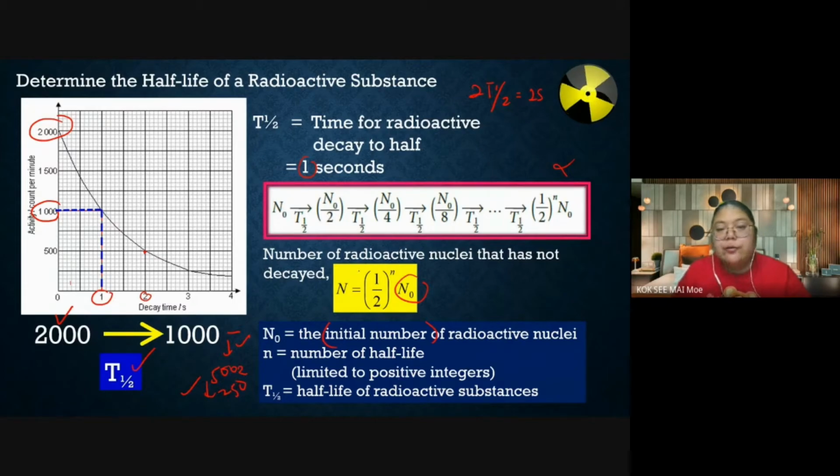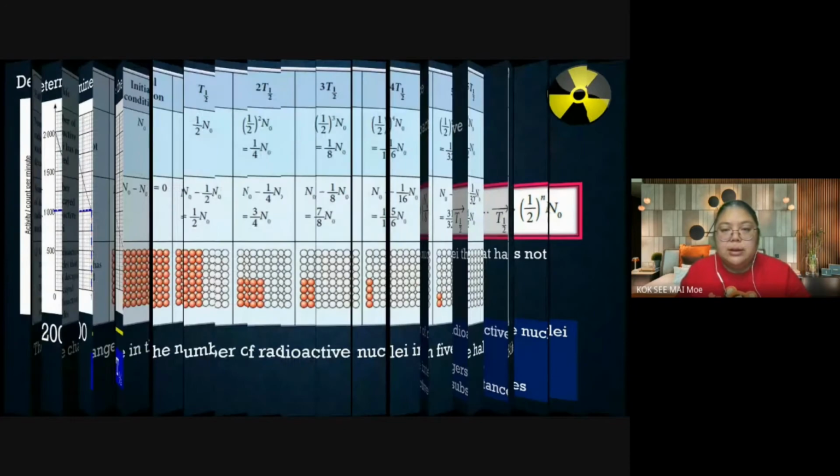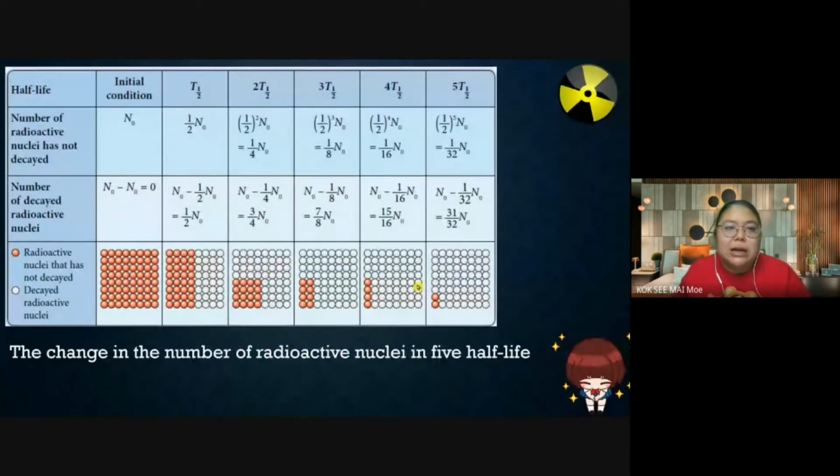So from here, this one is a formula, and you want to find how many half-lives. So 1 over 2, then small n stands for the number of half-lives. Then this one is the original. So this one is a formula. Then I show you the easy way how to do the calculations. This one is one of the concepts to let you understand.